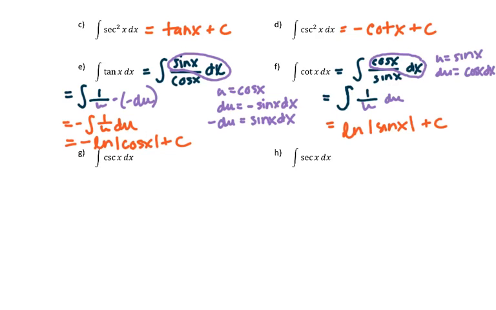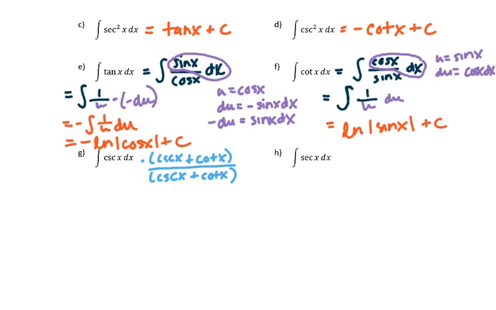Well, we're actually going to introduce a new term here. We're going to multiply by 1, but in a very creative way. We're going to multiply by cosecant x plus cotangent x. Okay, so on the top and the bottom.